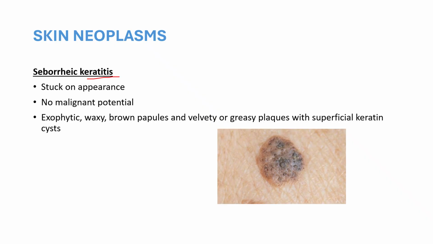Seborrheic keratosis, these are not malignant, these are benign lesions. It has got a stuck-on appearance. See here, it's a stuck-on appearance. It has no malignant potential, and it's an exophytic, waxy, brown papule. It can be a velvety or greasy plaque with superficial keratin cysts. Okay, that is the classical characteristic description. You just have to know the name. You just have to know whether it's benign or malignant, because sometimes they can ask what are the pre-malignant lesions of the skin or what are the malignant lesions of the skin. So seborrheic keratosis is purely benign.